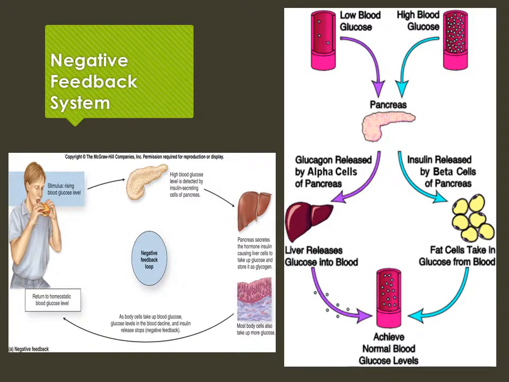This image to the left indicates that there is a stimulus that increases the blood glucose level, sending a message to the pancreas that there is an increase in glucose levels. The pancreas secretes the hormone insulin, causing liver cells to take up glucose and store it as glycogen, while other body cells also take up more glucose. As the body cells take up blood glucose, glucose levels in the blood decline and insulin release stops. This other image located to the right of you is the body's processing related to either low blood glucose or high blood glucose.